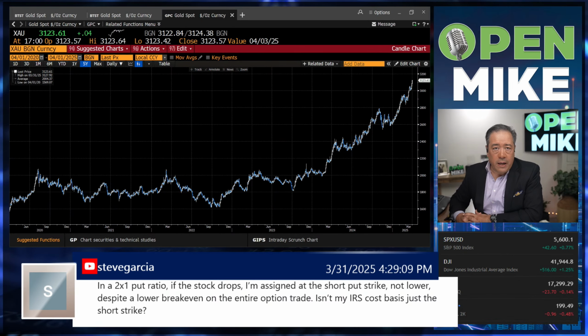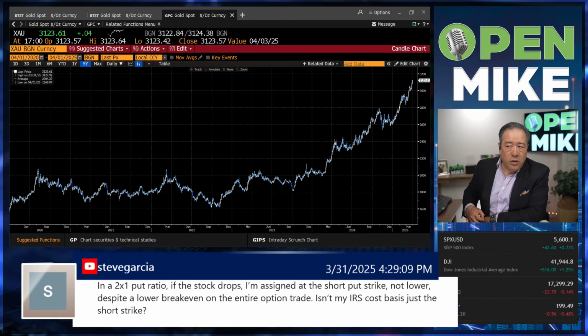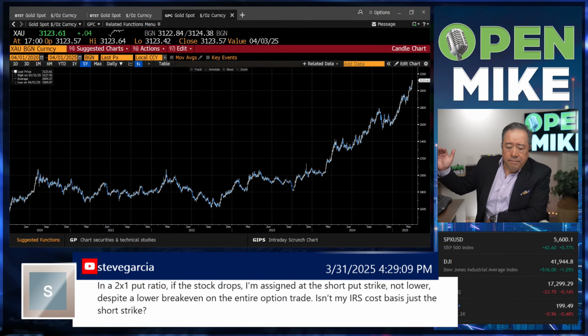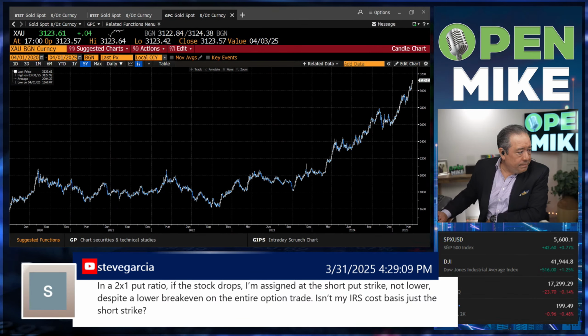Now, of course, you may have had a net debit when you initiated the spread. You may have had a net credit when you initiated the spread. So the other things are going to play into the tax consequences related to your options trades. But your basis on the stock should be the price at which you purchased it. In the same way that if you sell a call and you get called out of an underlying stock position at the strike, that's going to be your selling price.